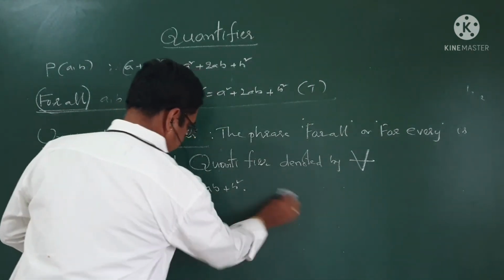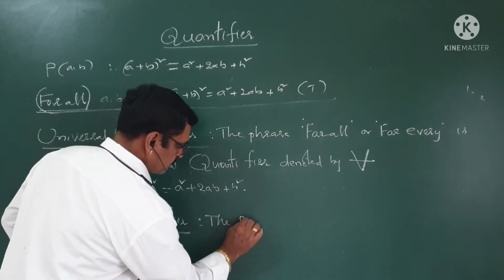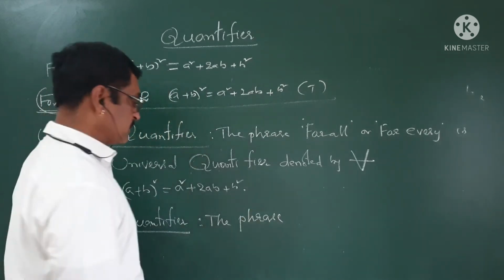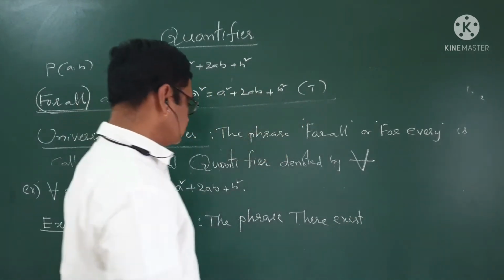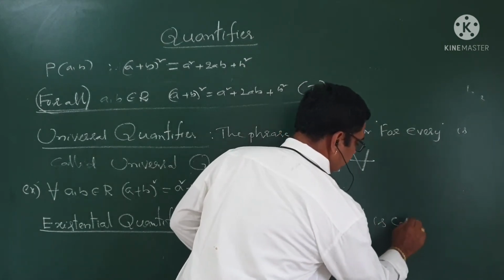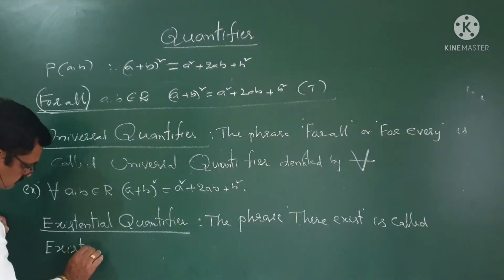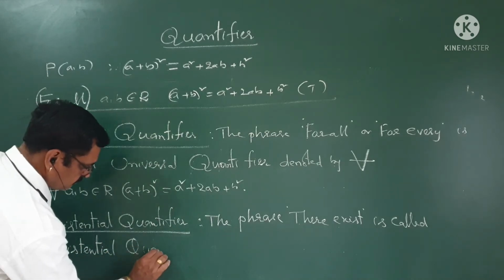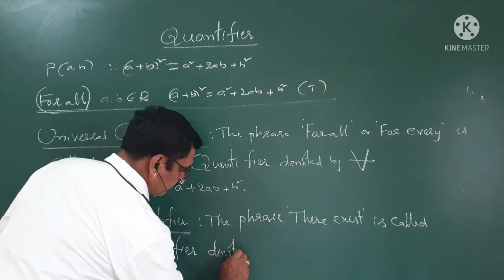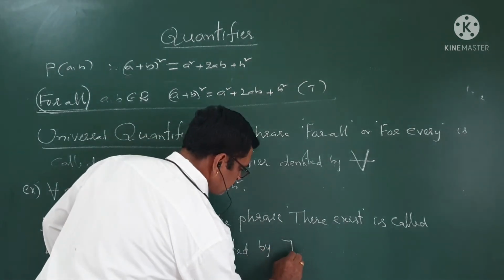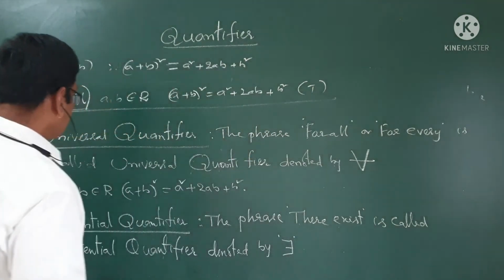So how do you write this? The phrase there exists is called existential quantifier, denoted by the symbol, just reverse E, existential E, and this is reverse E. So how do you write that one? Example.